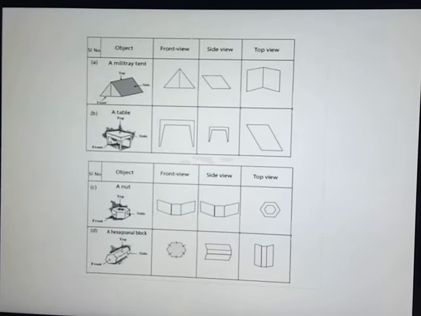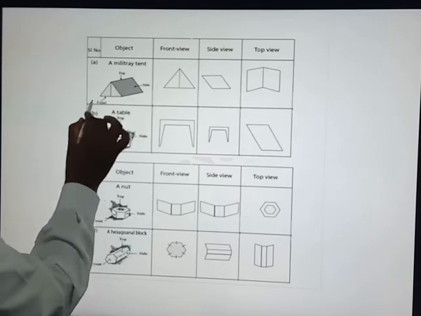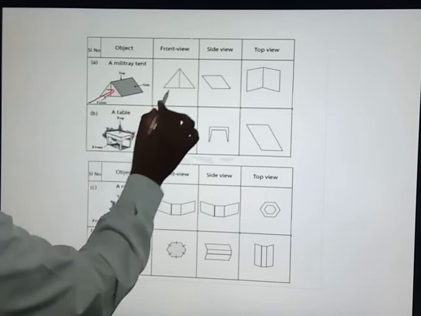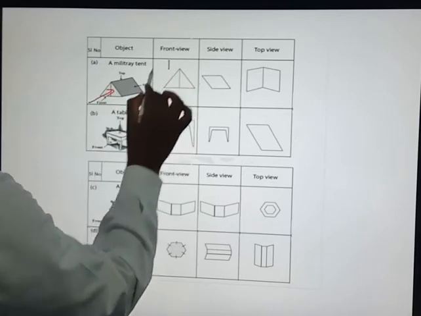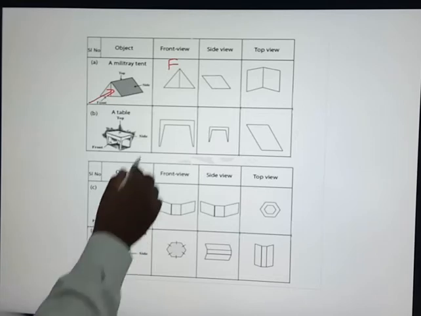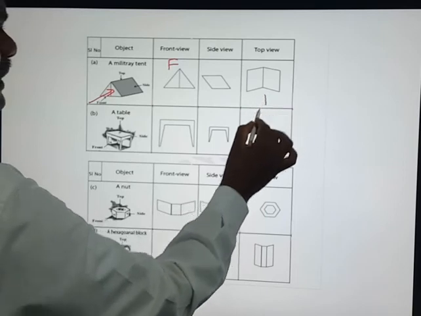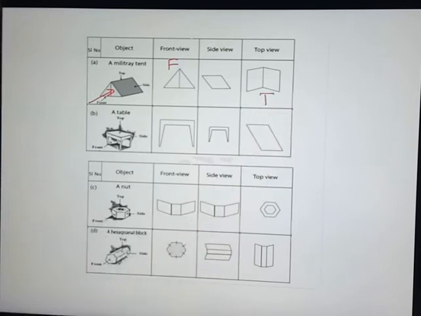Military tent. From the front side, look at how it is looking. When you look from this side, this shape will appear: two triangles. Okay. The tent will look like this from the front side. From the top it will look like this. This is the top view. Looks like two parallelograms.